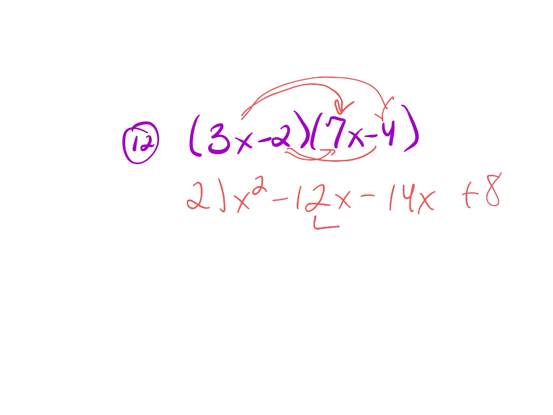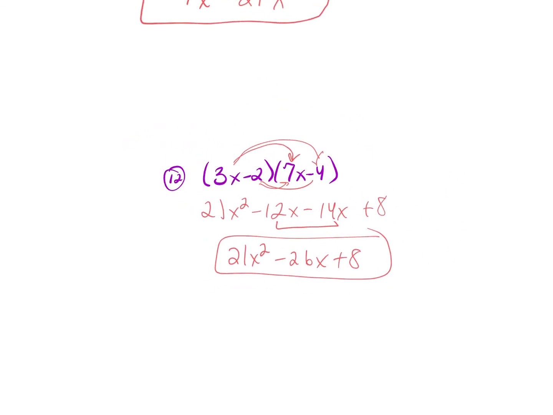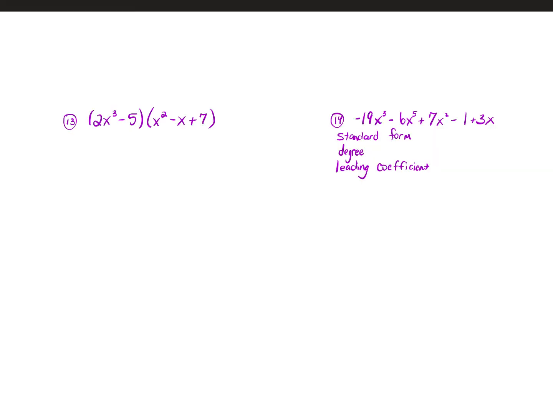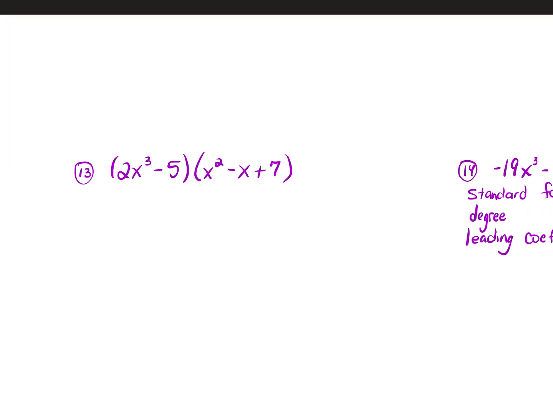And then what do we do in the middle here? Combine like terms. So I have 21x squared. What's a negative 12 and a negative 14? Perfect. Negative 26x plus 8. What's the degree? 2. What's the leading coefficient? What's the constant? Awesome. All right, this type of problem, actually, you know what? I'm going to add one more after we do this. I just want to add one more problem.